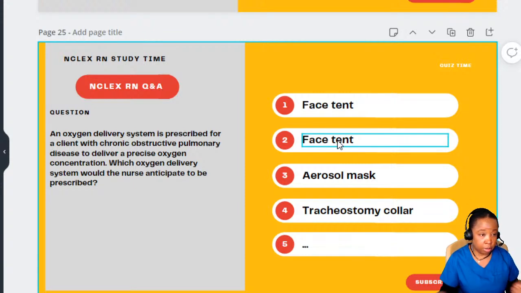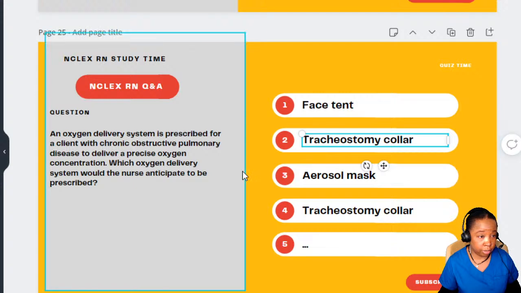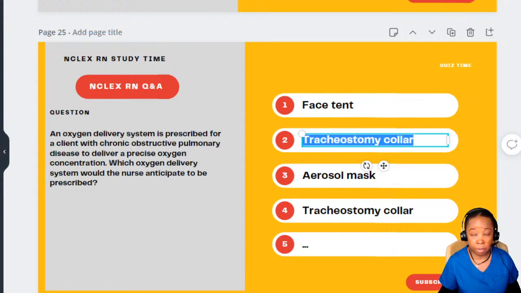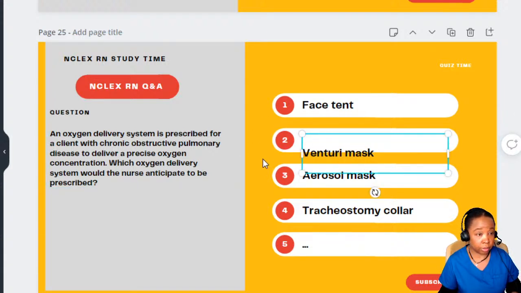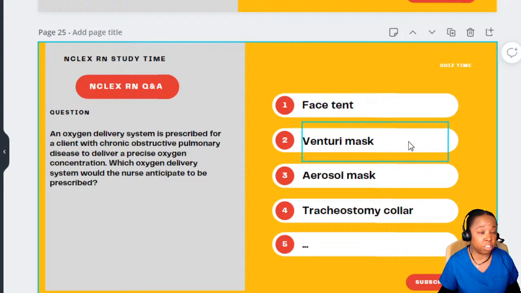But there's one of them that is totally different. Oops, face tent. I forgot to put Venturi mask. Here you go. This is not the right one. Let me get it for you guys. Venturi mask. The Venturi mask is also what we call a Venti mask. Venturi mask is the only mask you can prescribe a specific amount of oxygenation to the patient. Okay? So the answer is Venturi mask.